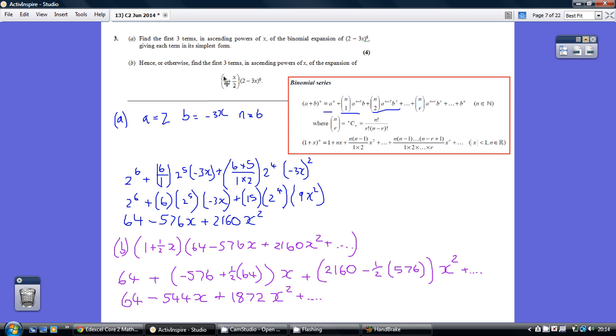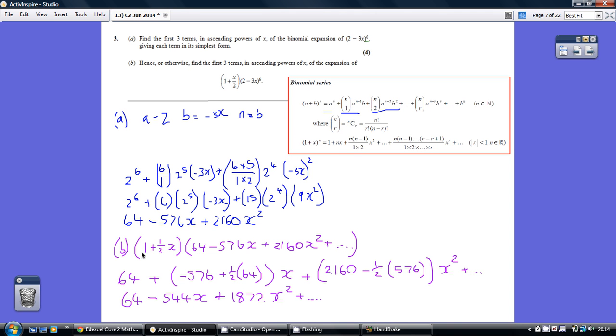Now for part B, this bracket times this bracket, well of course this bracket is what we dealt with in part A, so let's replace this with our expansion, these 3 terms. Now how can we get just a normal coefficient? The only way of doing that is 1 times 64.